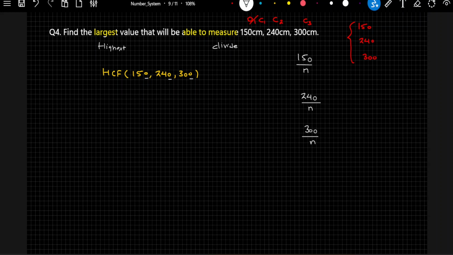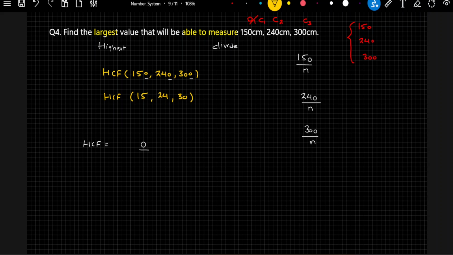What would you realize? That each one of them has 0 as the last digit. So what I can do, I can omit 0. One thing I can be very sure about is that my HCF answer will end with 0, so I have already written 0. Now I'm just left with these three values: 15, 24 and 30.